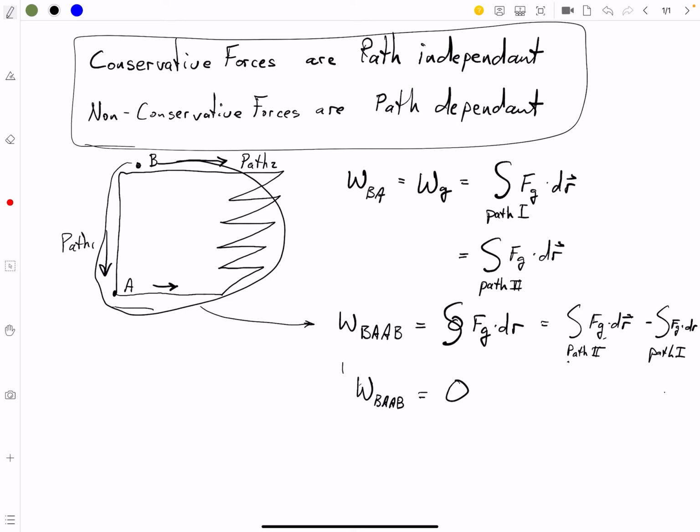Another way to look at that is that the work of AB equals minus the work of BA. So all I did was take the one and subtract the other one from it, and we end up with 0. Okay, so again, path independent.